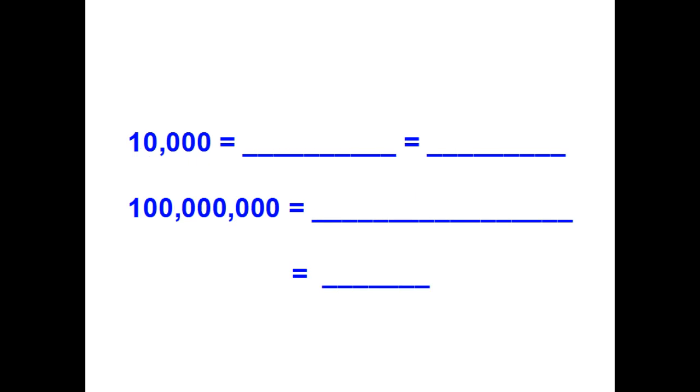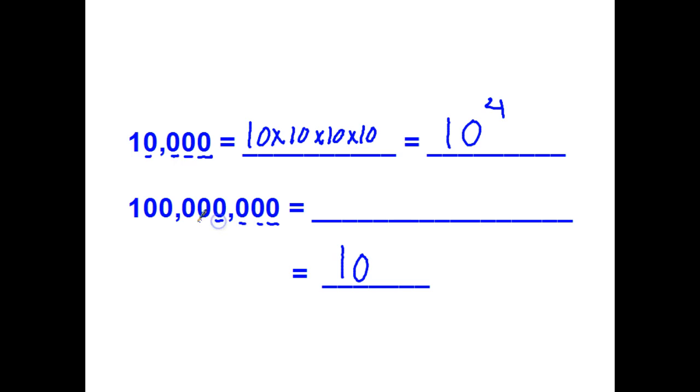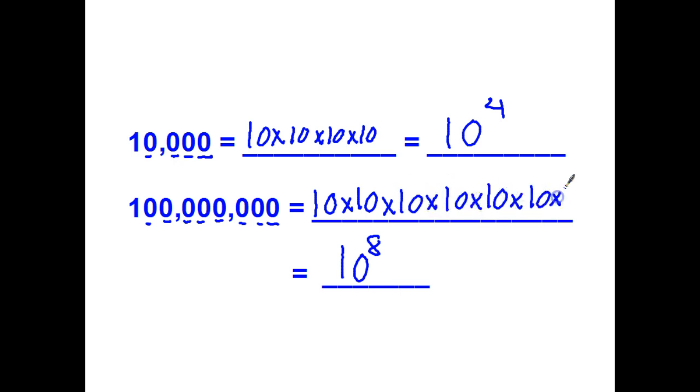And one more page for you to try out. We've got 10 to the 1, 2, 3, 4th power. 10 times 10 times 10 times 10. That's not bad. And then down here we got 100 million. So 10 to the 1, 2, 3, 4, 5, 6, 7, 8th power, which means I'm going to have 10 times itself 8 times. There's 4, 5, 6, 7, and 8.